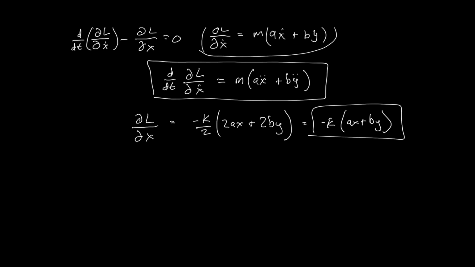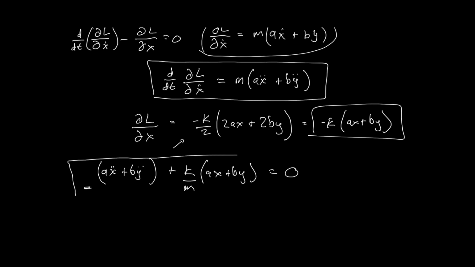And so our first equation of motion, we can write the entire thing out. I'm going to kind of skip a step here. You'll see what I'm doing. Okay, a x double dot plus b y double dot, just for the differential equation, and it's minus a minus, so it's plus k over m times a x plus b y. I divided out the m to get rid of the coefficient for the ODE, and that equals 0. That's our first equation of motion.